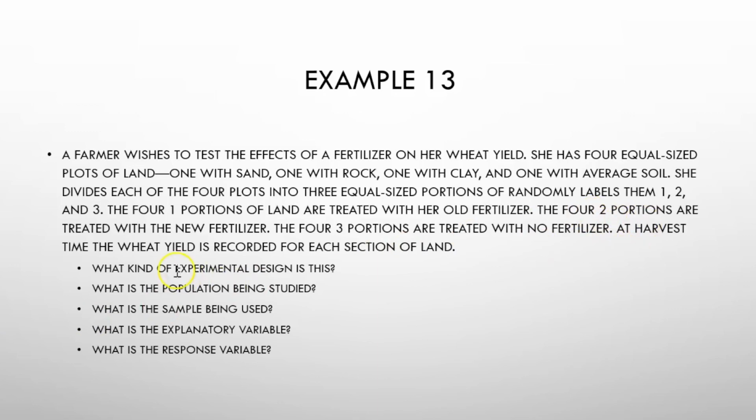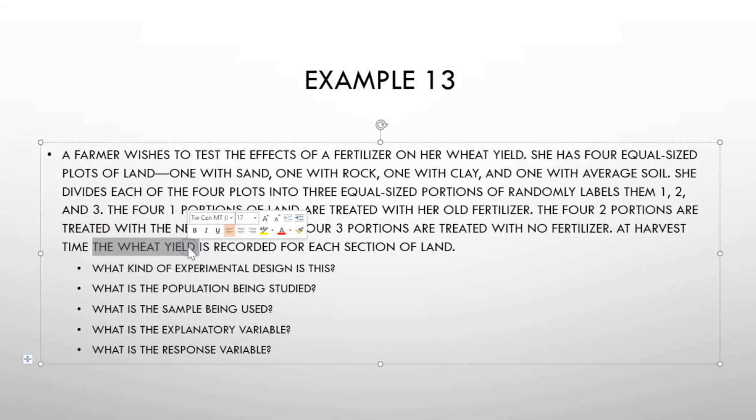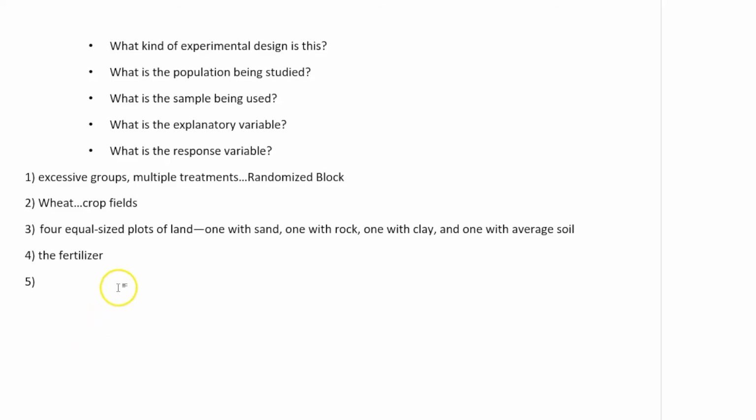So it says at harvest time, the wheat yield is recorded for each section. So the wheat yield, or if you want to use other words, you could say how much the wheat grows, whatever. Again, any synonymous terms are cool there. So I'm going to pause for a second, guys, and go ahead and get that down.